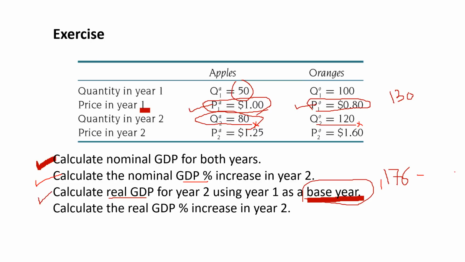Okay. So we are done from second requirement. We are done from third requirement. Now the fourth requirement is the same as second requirement. So we calculate the increase in GDP. In order to calculate the changes, we need GDP for year 1 and GDP for year 2. So as we said, real GDP for year 1 is 130, and real GDP for year 2 is $176. Okay, so the changes are going to be 35.4%.